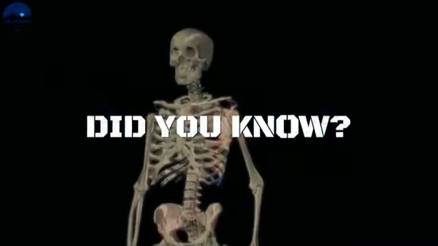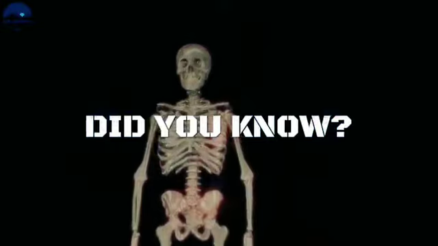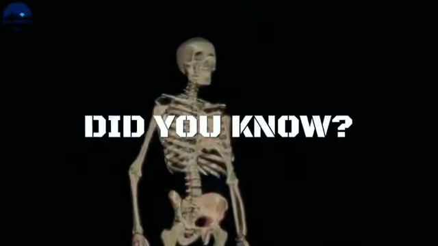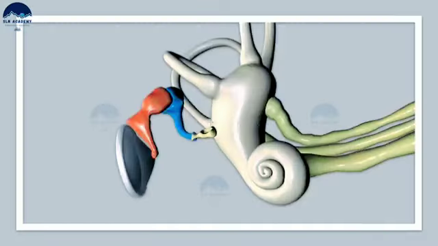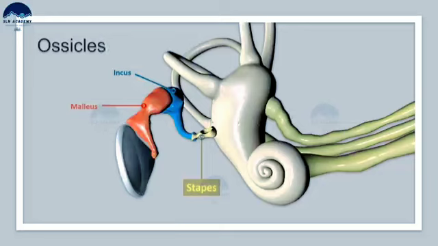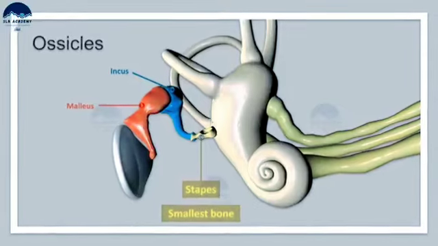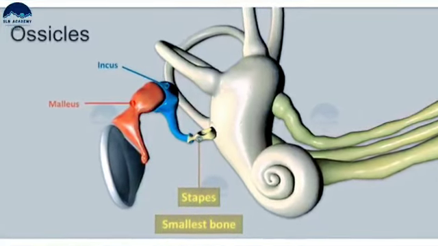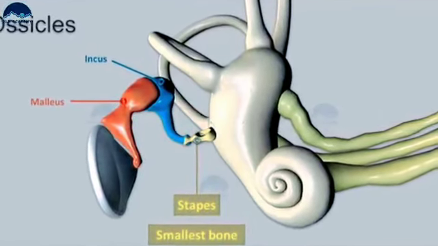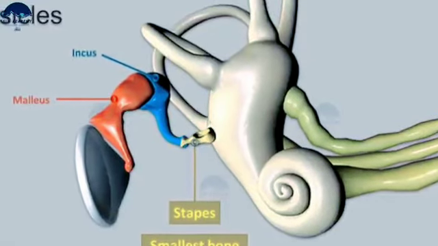Did you know what is the smallest bone in the human body? Each middle ear contains 3 tiny bones. They are the malleus, incus, and stapes. They are collectively called ear ossicles. The stapes, which is present in the middle ear, is the smallest and lightest bone of the human skeleton. This bone is also called the stirrup because of its Y shape.